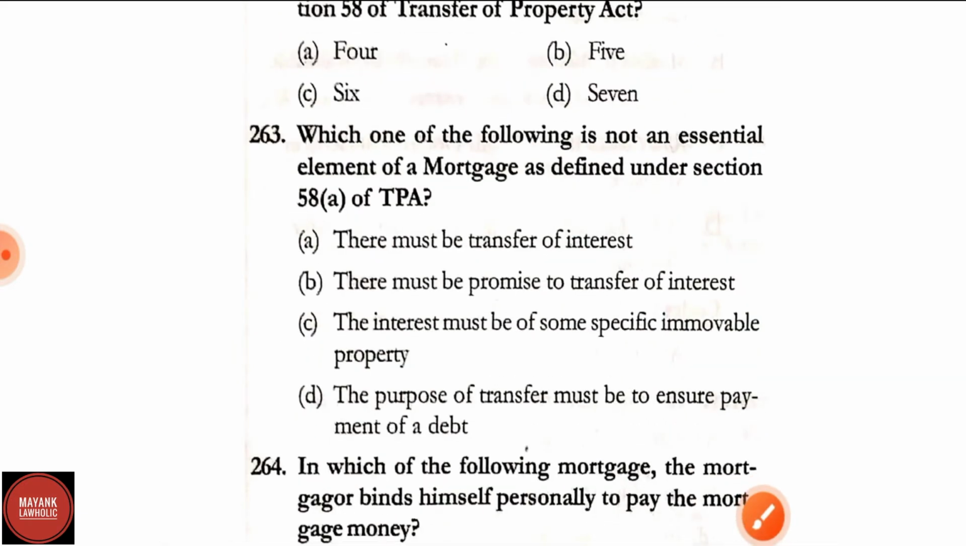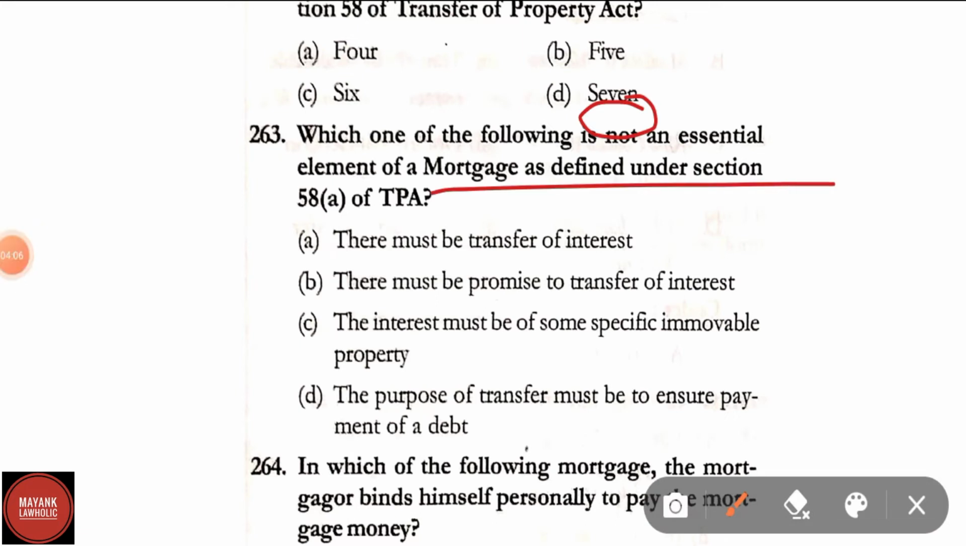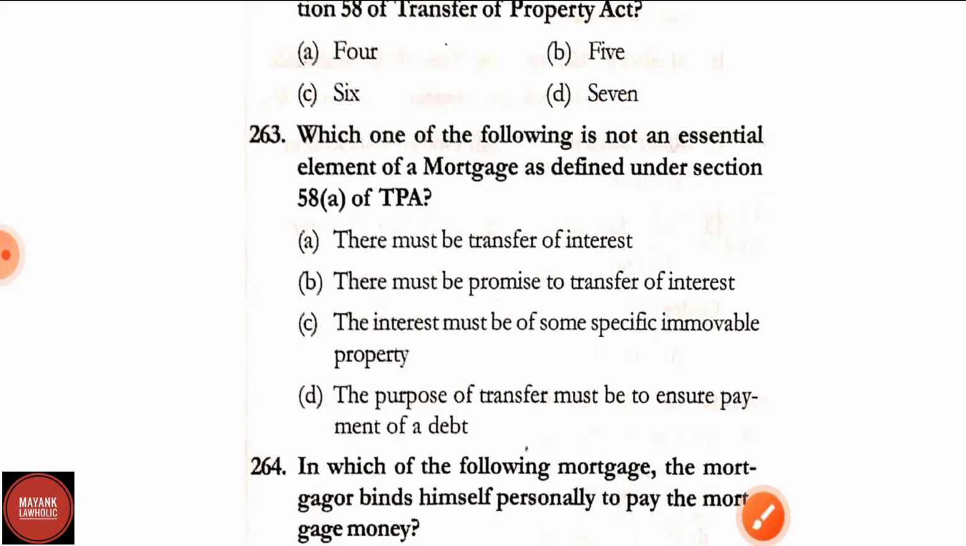Question number 263. Which of the following is not an essential element of mortgage as defined in section 58 clause A of TPA? Options are there must be transfer of interest, there must be promise to transfer of interest, the interest must be in some specific immovable property, the purpose of transfer must be to ensure payment of a debt. Here correct answer is option B. There must be promise to transfer of interest is not an essential element of mortgage.